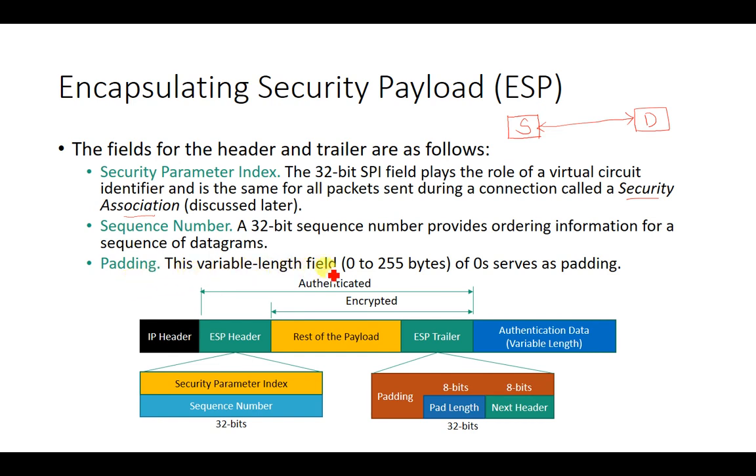The next part is your padding. This is a variable length field, 0 to 255 bytes of zeros, which serves as padding. So all may be 0, or some part of the value may be 0, depending upon the size of the entire packet.